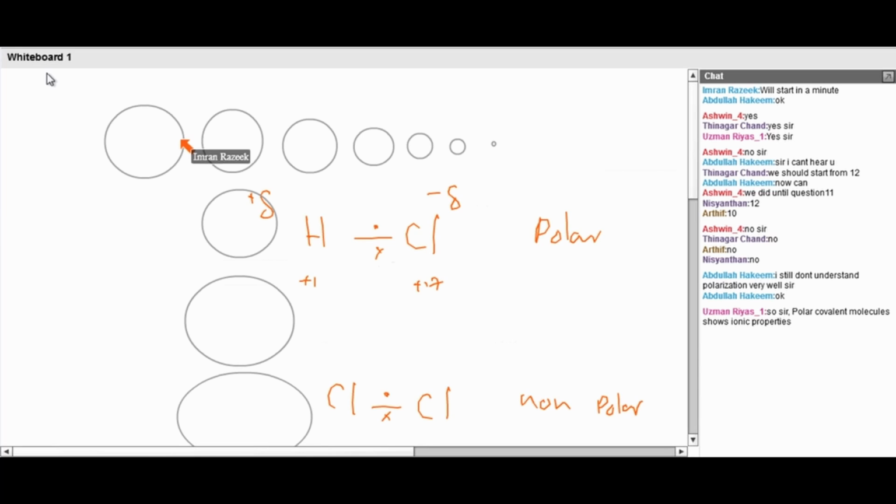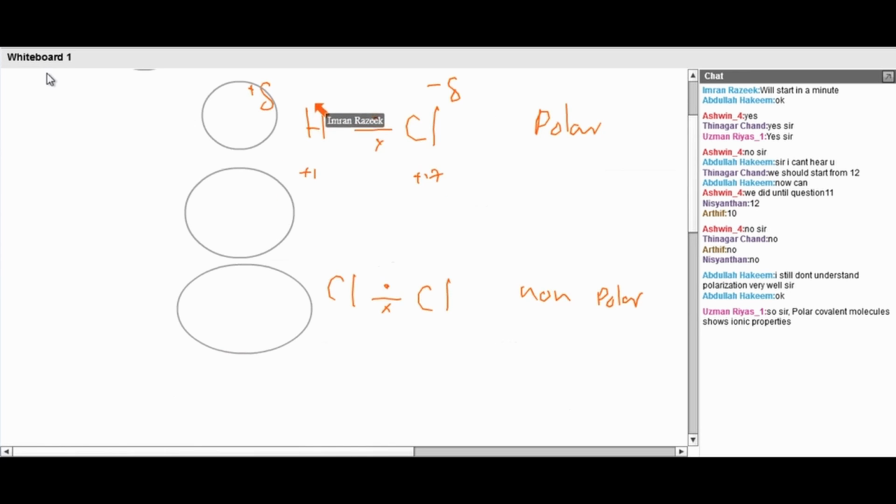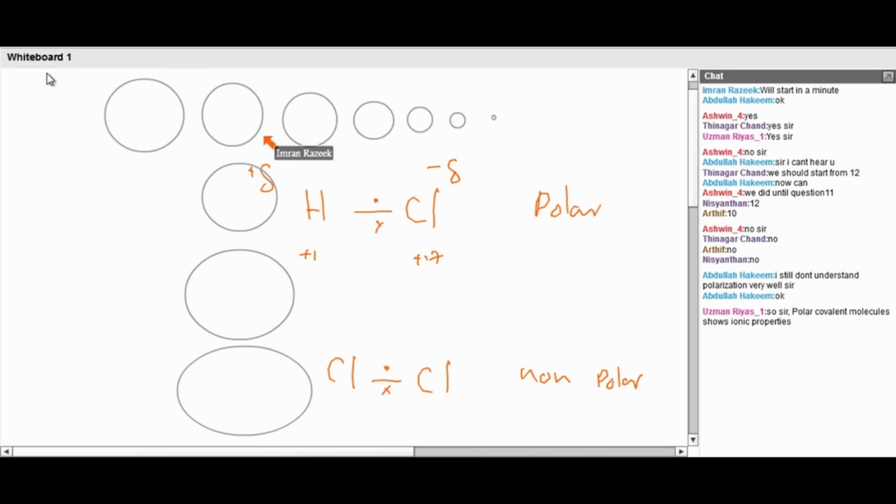So across the period, the effective nuclear attraction increases. Effective nuclear attraction increases across the period because of the decrease in size due to the constant shielding effect, and down the group, the effective nuclear attraction decreases because of the increasing number of shells and increasing shielding effect. So as a result, the electronegativities will decrease as you go down the group. Across the period, the electronegativities will increase.